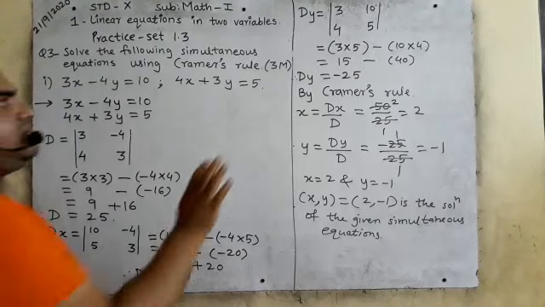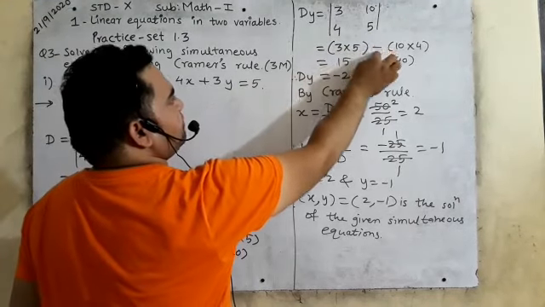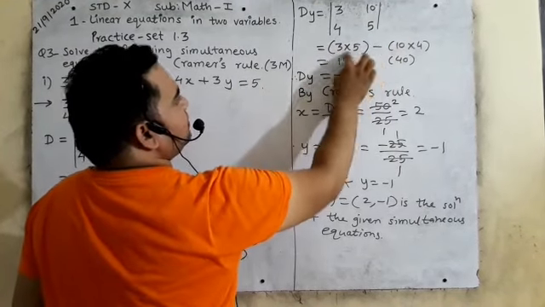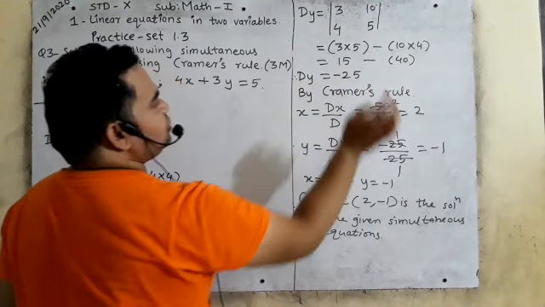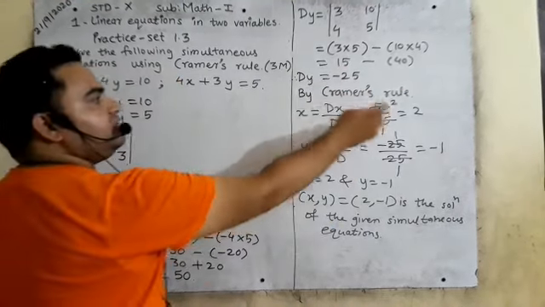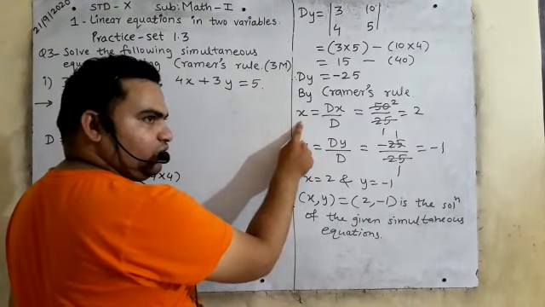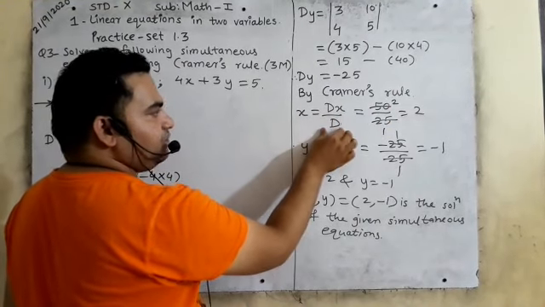Clear? Now you will multiply 3 multiplied by 5, minus 10 multiplied by 4. 3 fives are 15, minus 40. So 15 minus 40 is how much? Minus 25. So now by Cramer's rule we will find out x, that is dx upon d.